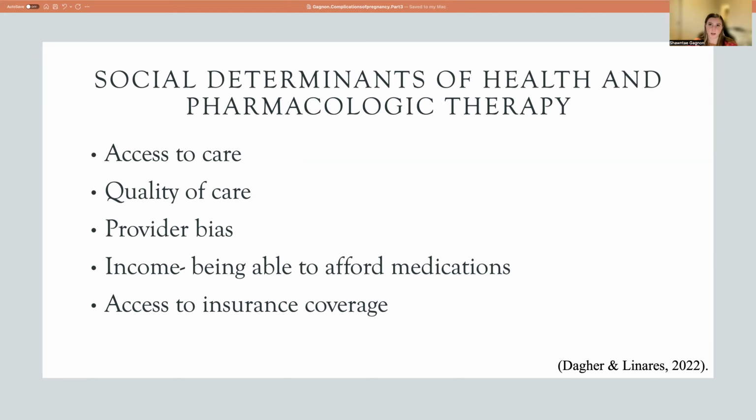So being aware of provider bias around you and yourself, and then also realizing that income and access to insurance coverage are social determinants of health that affect an individual's ability to adhere to management plans and stay on those medications. And like we said, with insulin, ability to self-administer, maybe there's other disabilities or things like that that could affect their adherence to the plan.